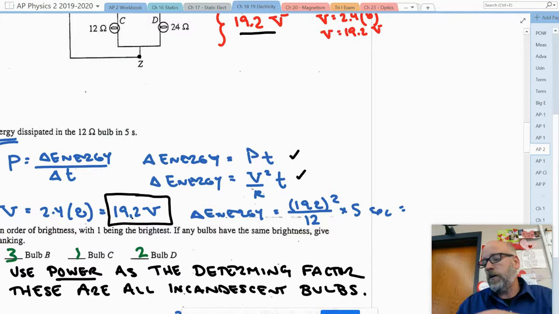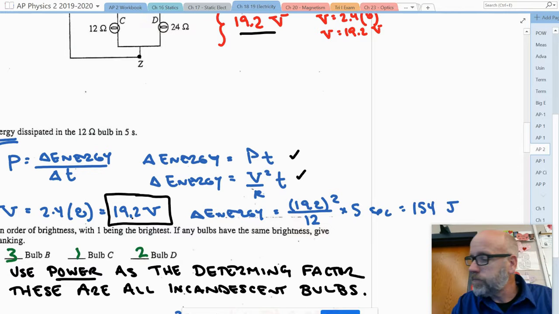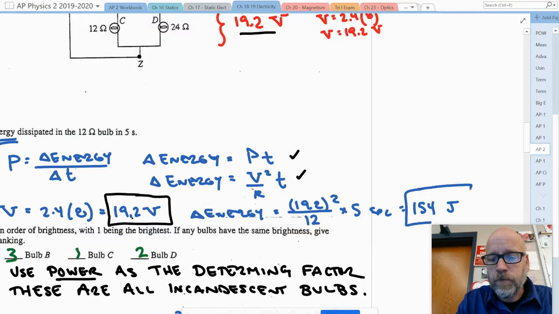So if I do 19.2 squared over a resistance of 12, all times 5 seconds, I get an answer of, just a moment. I got about 154 joules. Sound okay? Good. So in 5 seconds, it would be 154 joules.